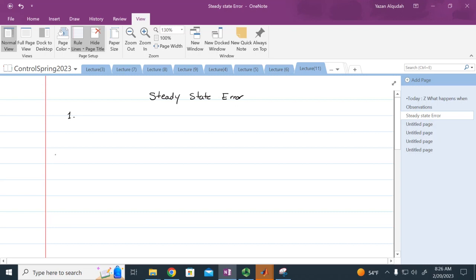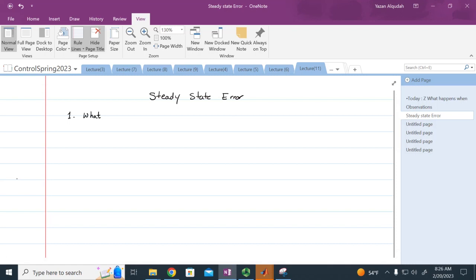Okay. So what we're going to do is we're going to look at the steady state error, and we're going to see what setup of the system or what parameters of the system will determine that steady state error.